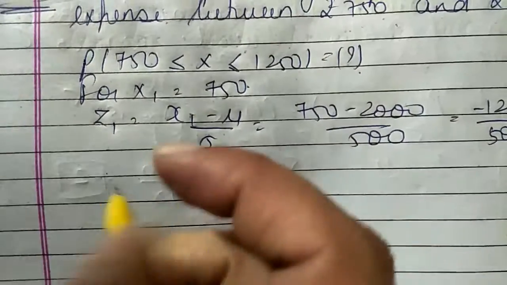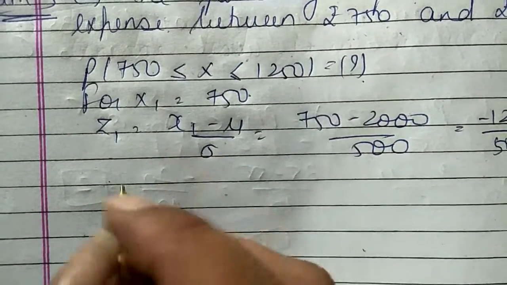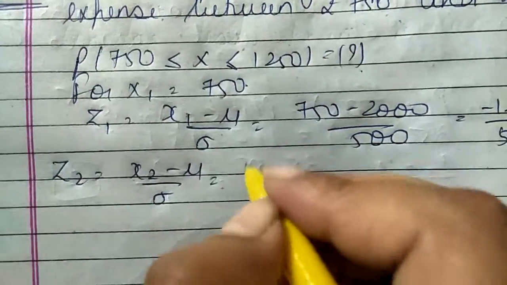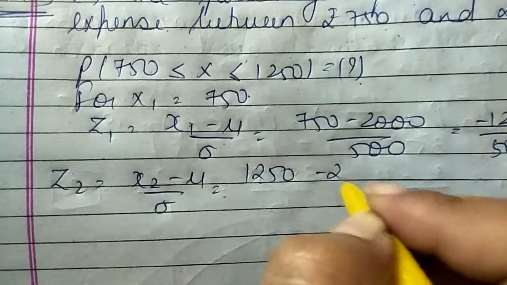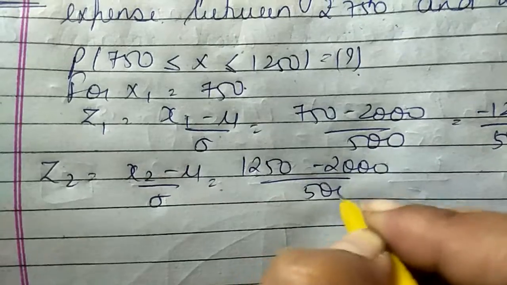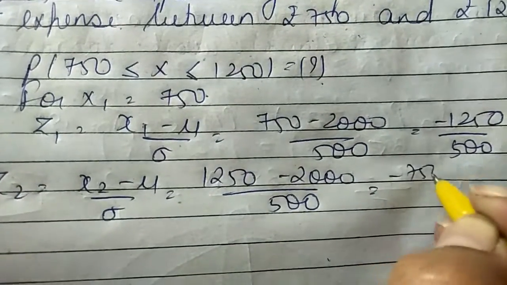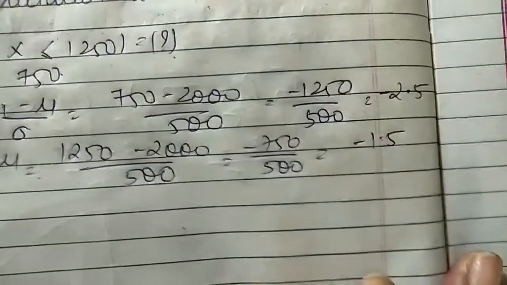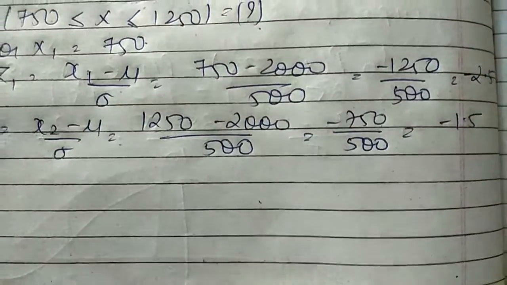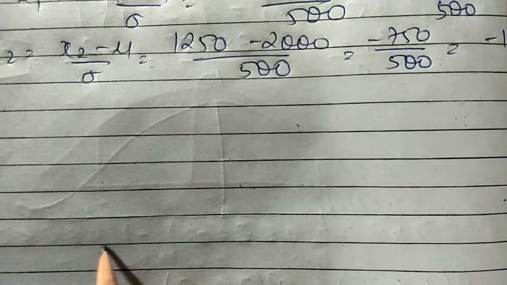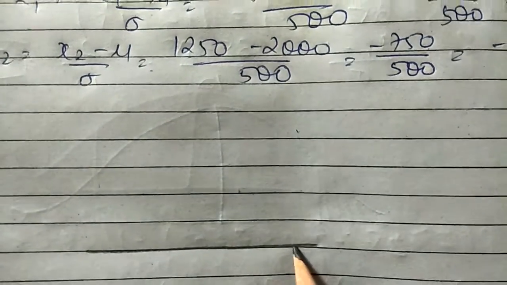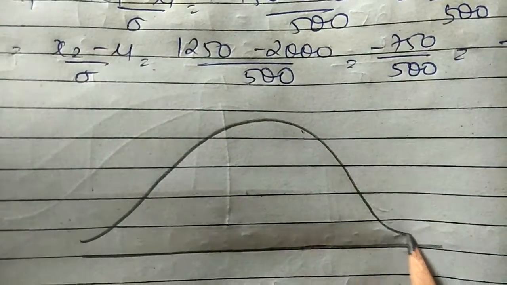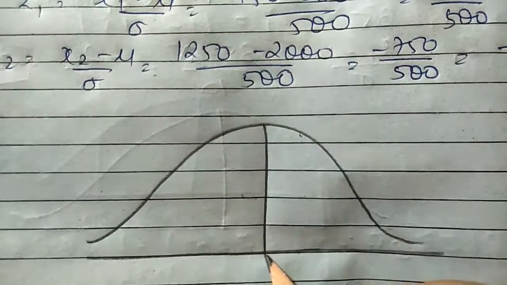Okay, so for x2 = 1250, we will find z2. z2 = (x2 − μ)/σ, that is (1250 − 2000)/500, that is −750/500, which gives us −1.5. Okay, so now for this we will draw the diagram. So here you've drawn the diagram.